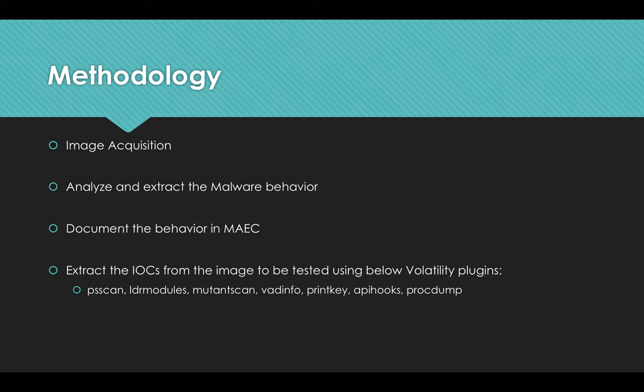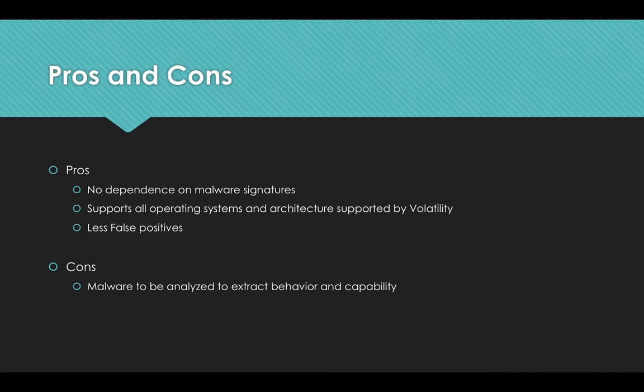The first step in the project is image acquisition, which is acquiring the infected disk. For this, I infected a sandboxed VirtualBox with ZBot malware, and then extracted the RAM for analysis. Post that, using the MAEC Python binding, I wrote a program to define the behavior of the malware based on these indicators of compromise and exported it to an XML document. And then I used the Volatility plugins to detect different IOCs from the infected disk.